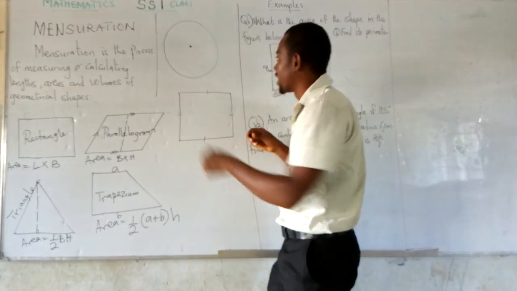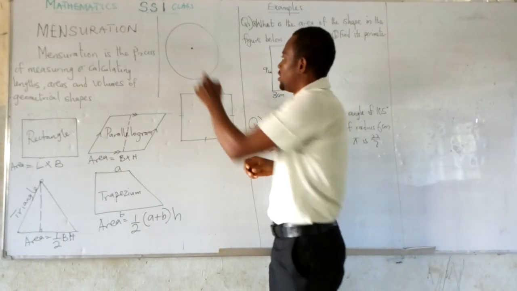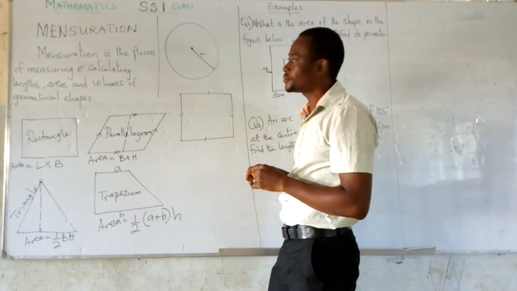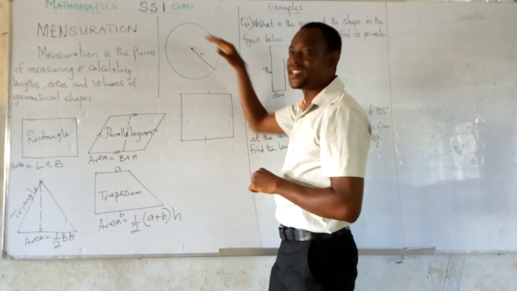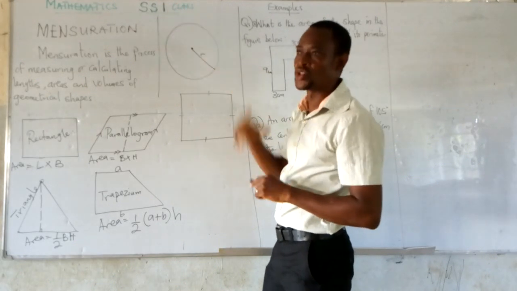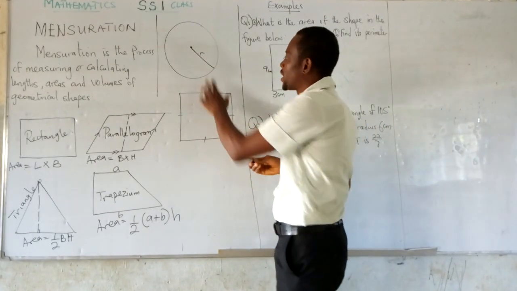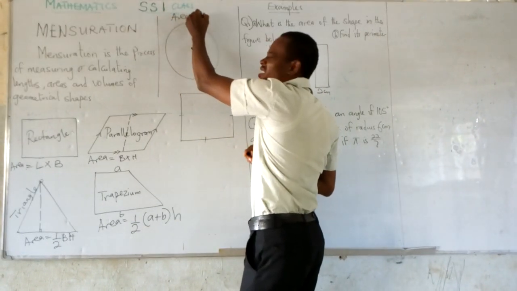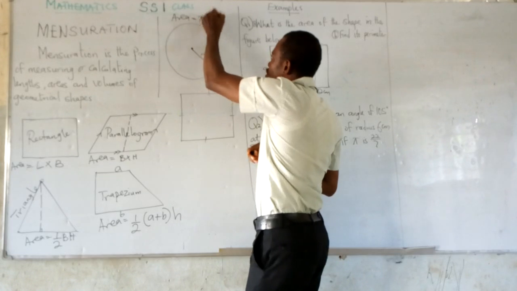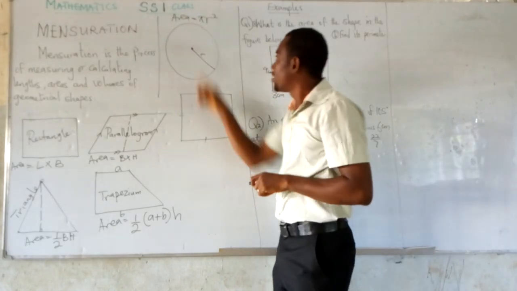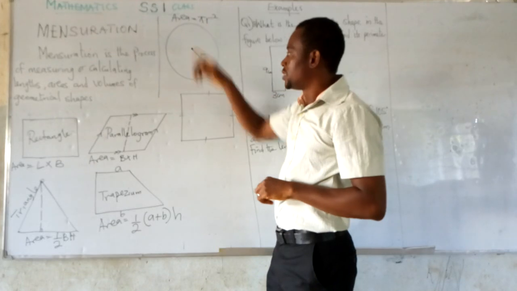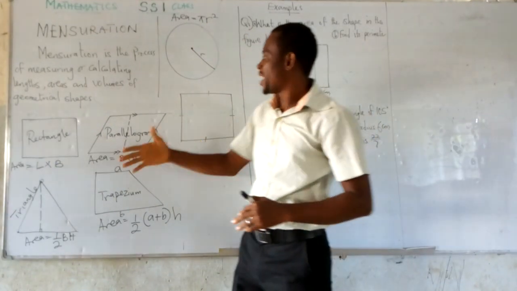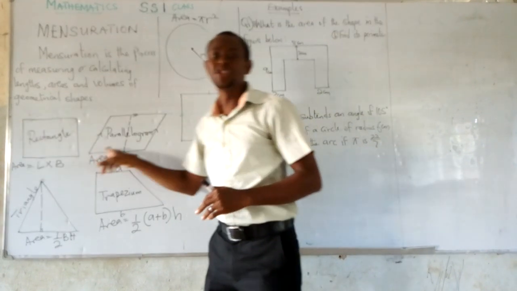Then we have another one here, a circle. From our center to any point on the circle is the radius. The line that divides it into two equal halves is our diameter. But we are not trying to look at the properties, as I said before. We want to quickly look at the area. The formula for calculating the area of a circle is simply pi radius squared.